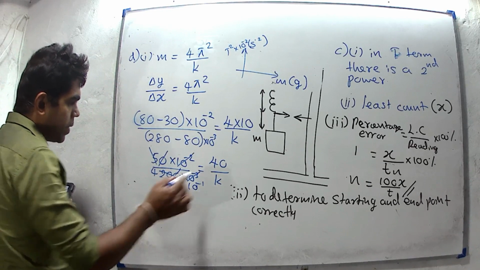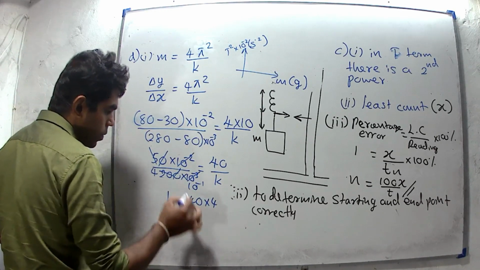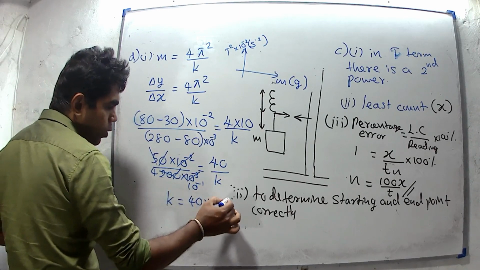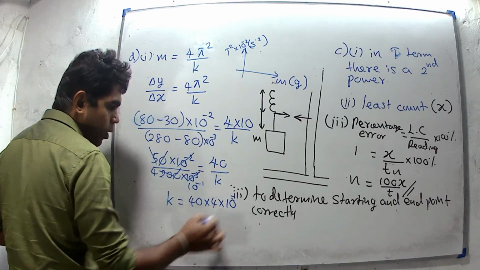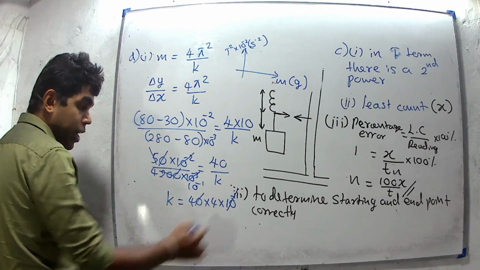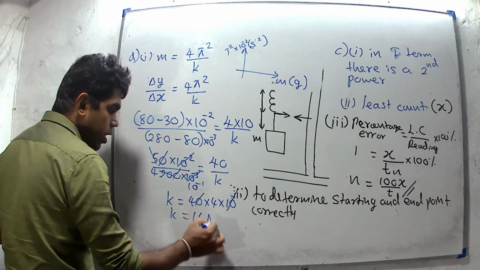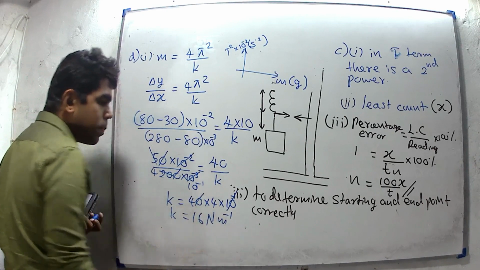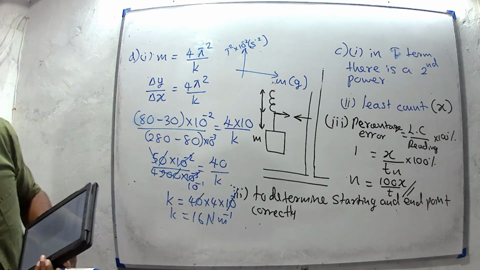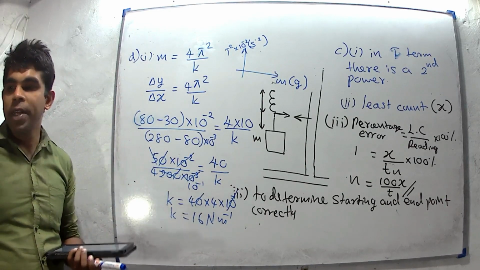Now I will make k the subject. K equals 40 into 4. When bringing 10 to the power minus 1 to this side, we have to multiply by 10 to the power minus 1. We can cancel out 10 to the power minus 1 and 0. Then 16 is the answer. Unit Newton per meter. It is the SI unit of spring constant. 16 Newton per meter.